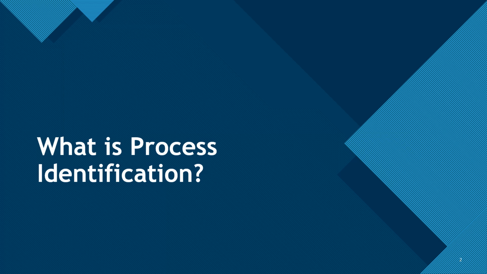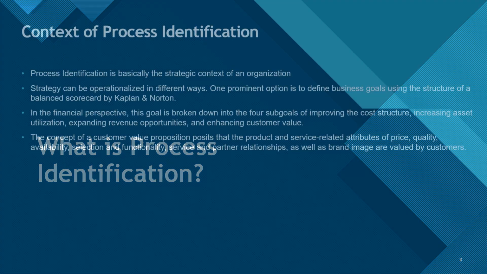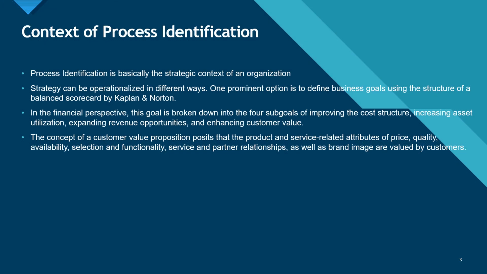So getting to the next slide. What is the context of process identification? Basically, it's the strategic context of an organization. This concept of customer value proposition posits that the product and service related attributes of price, quality, availability, selection and functionality, service and partner relationships, as well as brand image are valued by customers. So strategy can be operationalized in different ways.